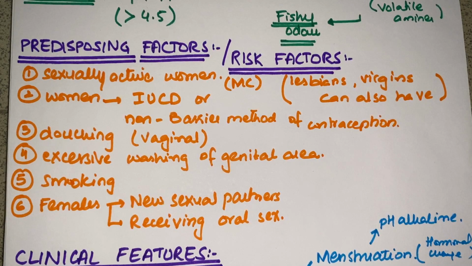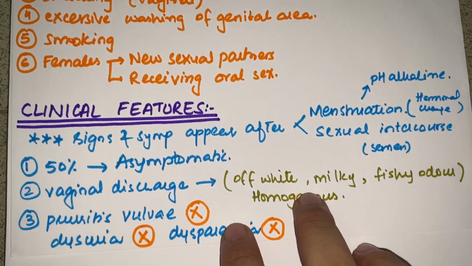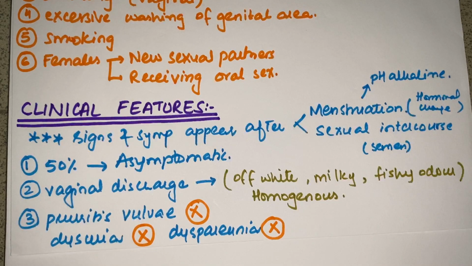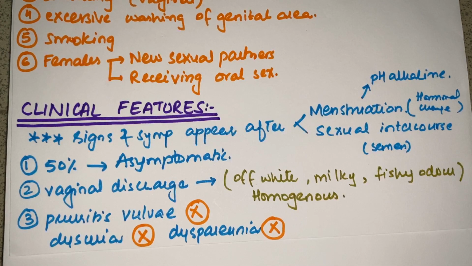Moving on to the clinical features. Now, how will a patient of bacterial vaginosis present? The signs and symptoms will most commonly appear after menstruation or after sexual intercourse. Why? Because both of these cause the pH of the vagina to become alkaline: in sexual intercourse because of semen, and in menstruation because hormonal changes occur in our body.